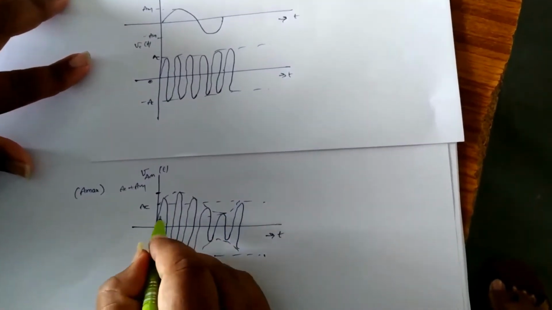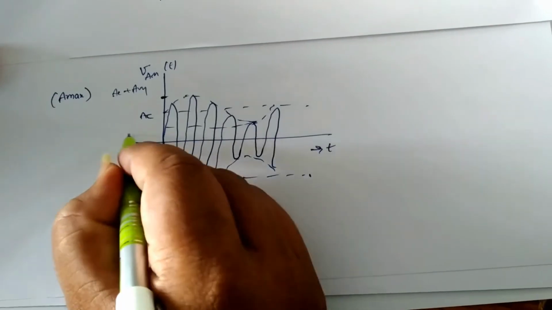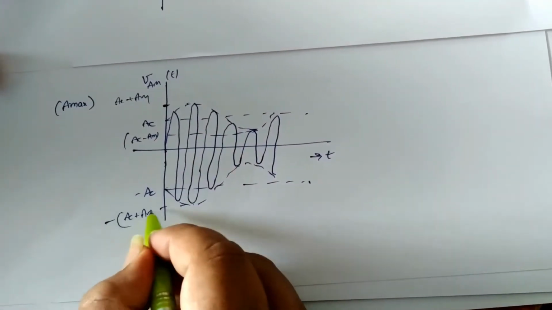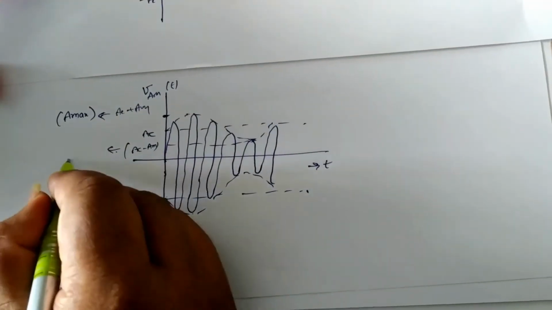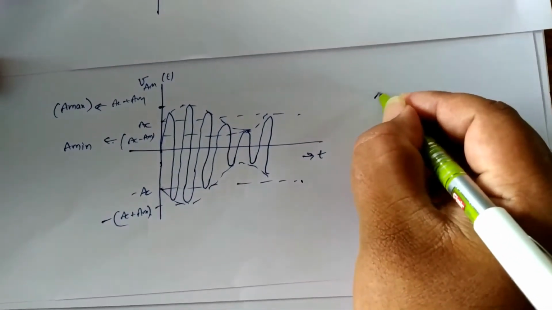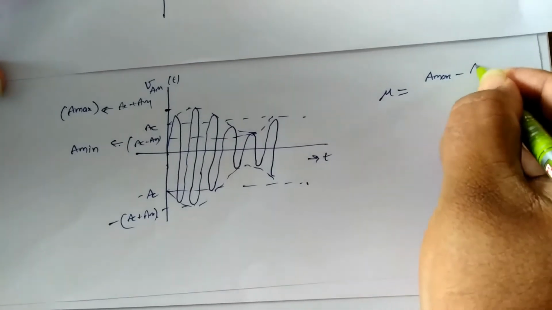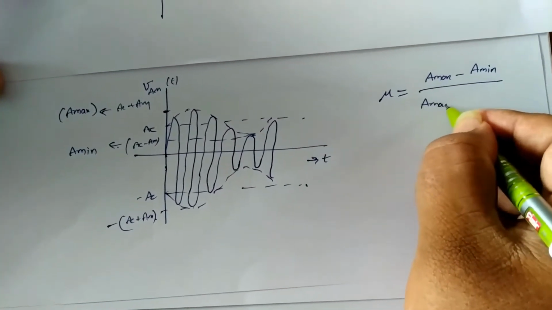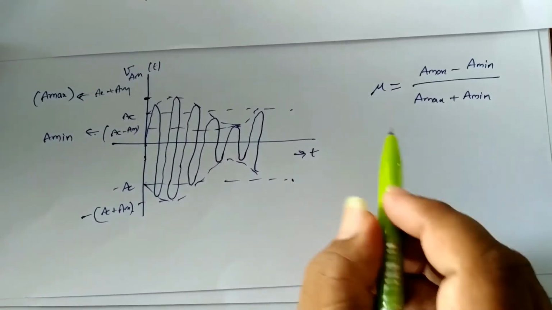And on the other side, it is actually AC minus AM, which is minus of AC plus AM, and this is called A minimum. From that, the modulation index mu can be calculated as A maximum minus A minimum divided by A maximum plus A minimum. It is the procedure adopted for practical calculations.